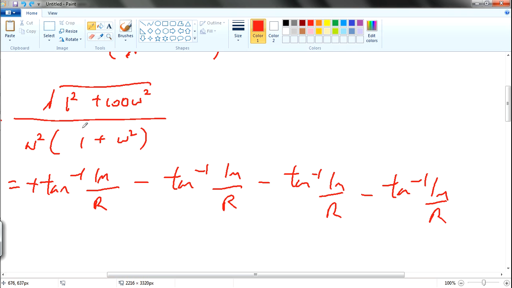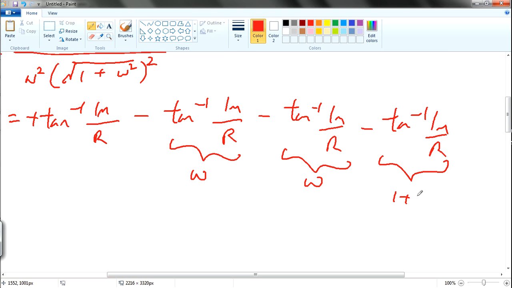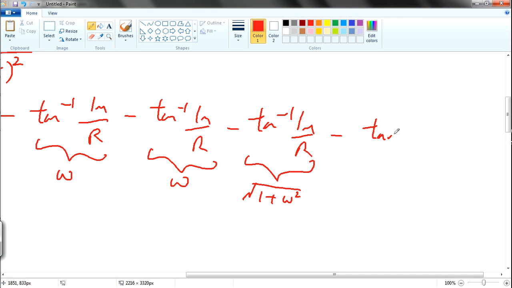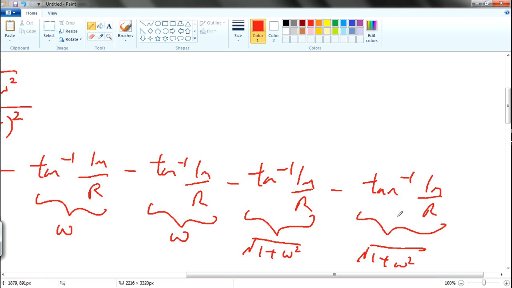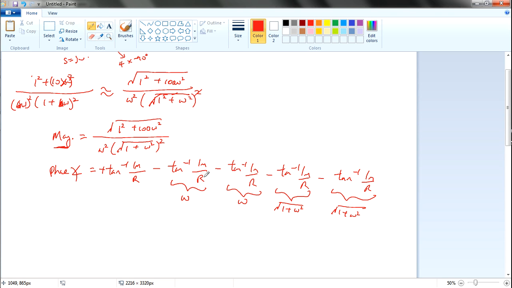So just before I cancel away that square root, I have 2 degrees and 2 degrees. This is for the omega, this is for another omega, and this is for the 1 plus omega squared square root, and another one is for another 1 plus omega squared square root. So simply said, it is that manner. You just need to know these things.